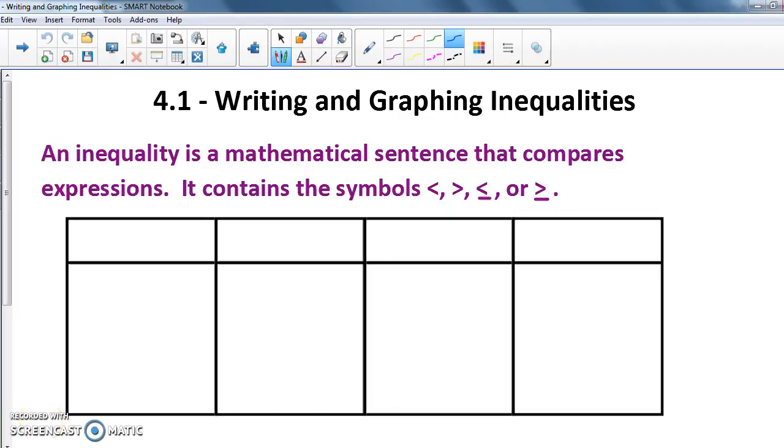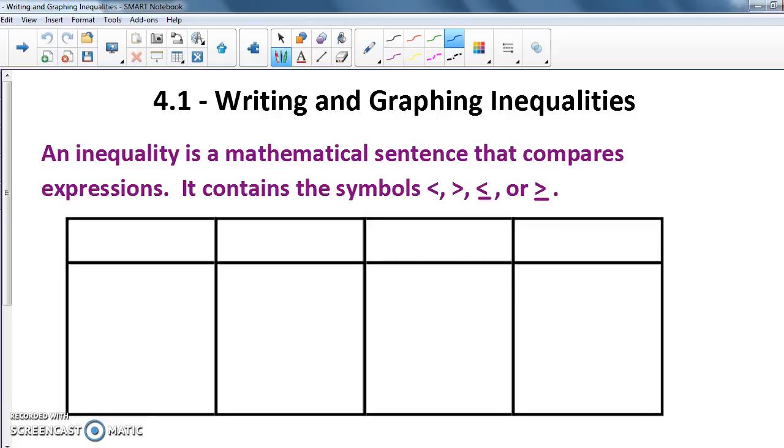Hi guys, in this lesson we're going to talk about writing and graphing inequalities. Much of this should be review from last year. So an inequality, just to review, you can see here, is a mathematical sentence that compares expressions. It contains the symbols right here.